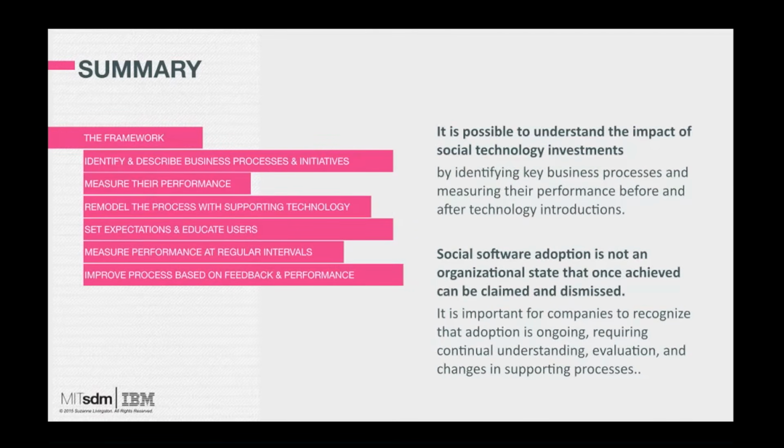So from this, we identified it's possible to understand the impact of social technology investments by identifying these key business processes and measuring them. But I do want to say social software adoption is not an organizational state that once achieved can be claimed and then dismissed. These users' needs are constantly changing. User-generated content begins aging the moment that it's shared. And many facets of organizations, such as departments, processes, metrics, and products and services, are as dynamic as the people within them.